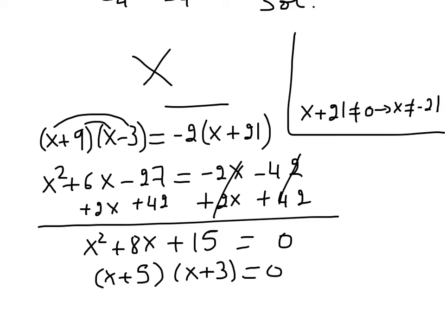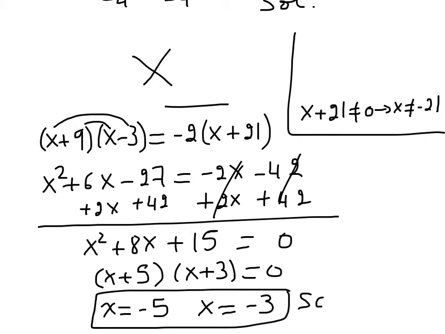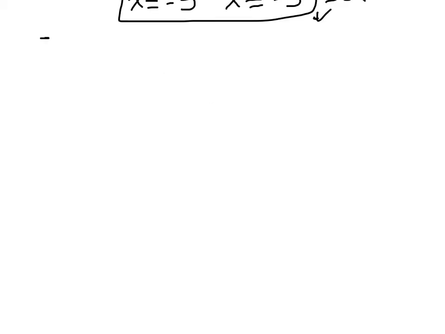In that case, that means your first solution is x equals negative 5. The second solution is x equals negative 3. Neither one of those solutions is an excluded value. So those are good solutions. We're going to keep both of them. Okay, number 5. Number 5, you have 4 over 7 minus 1 over x is equal to 6.